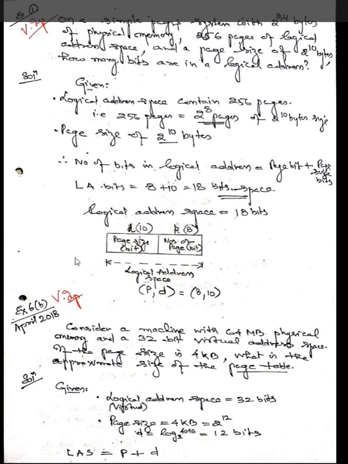So what is the logical address space? The logical address space is equal to 8 plus 10, that is 18 bits. So it needs 18 bits. So that is what.